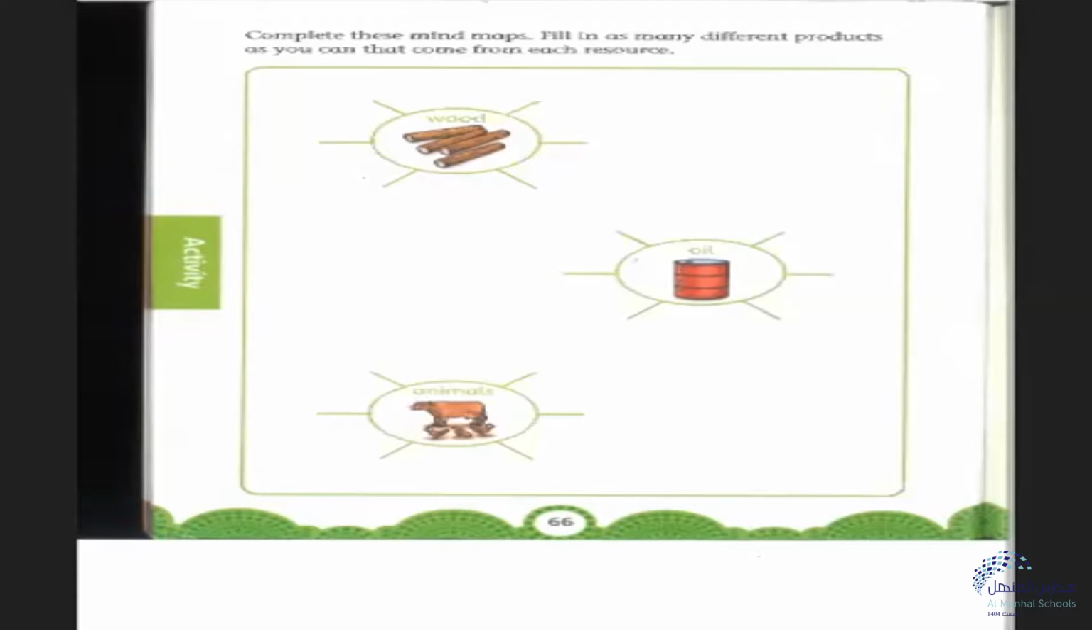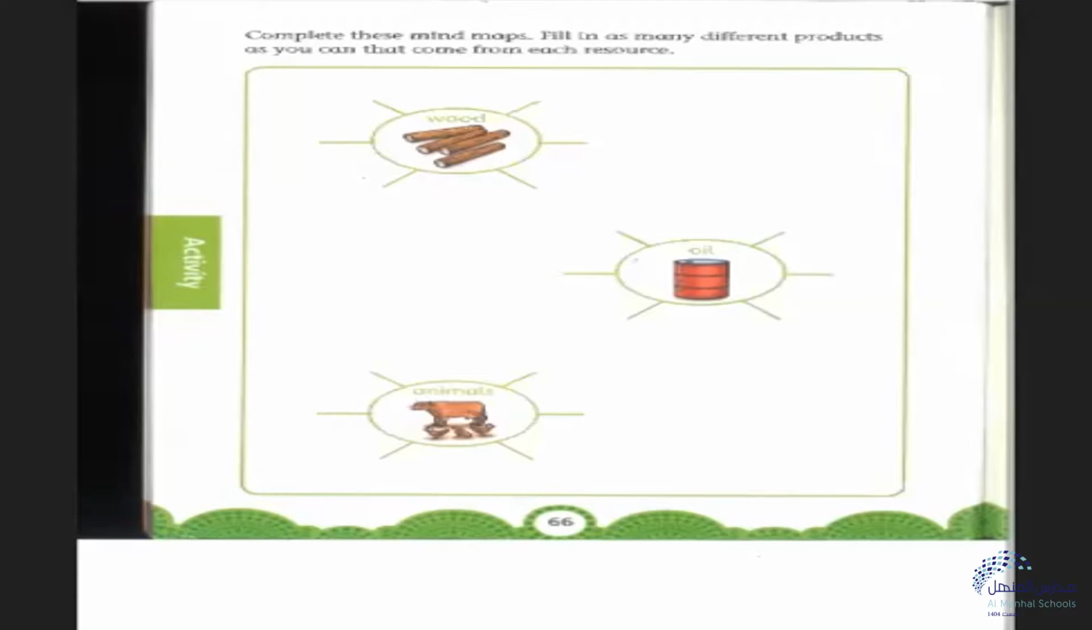Now page 66, you can see on the screen. Okay, so page 66, the question is, you must fill in as many different products as you can. It comes from each resource. Now there are three resources. The resources are wood, oil, and animals. Now you must just tell me 4 or 5 products that come from wood, oil products, and animal products.